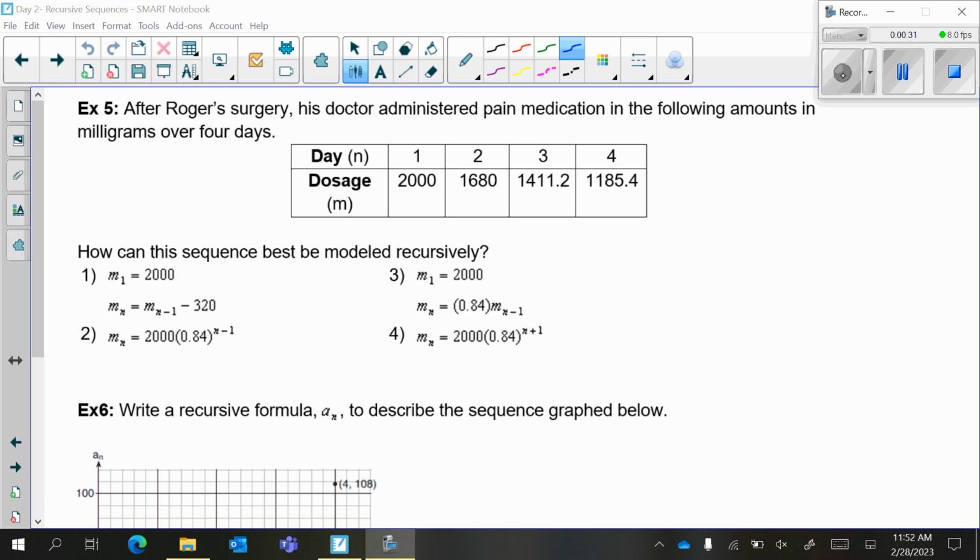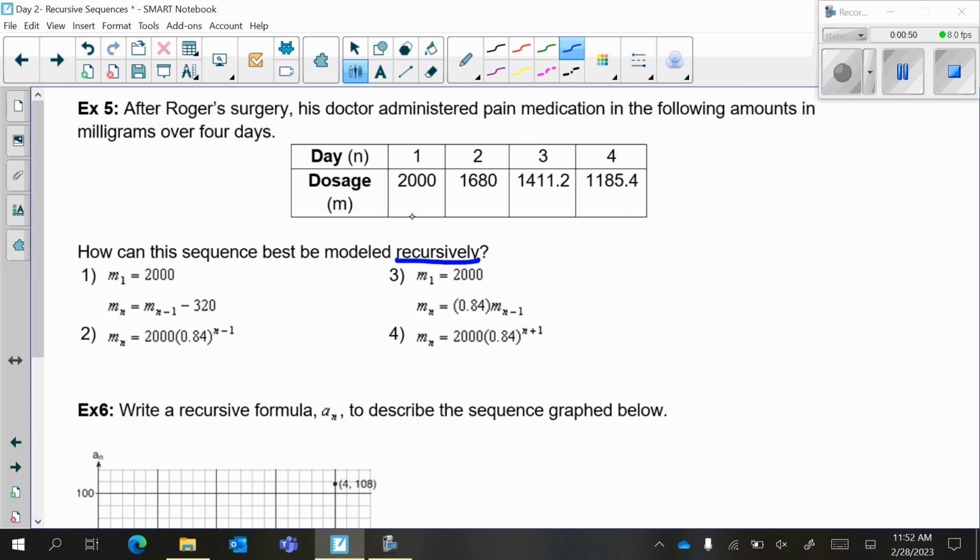But if you didn't finish this yet, we're definitely going to go back to the day 2 worksheet and continue working on it. My classes all left off in a different place. So if your class did example 5, then skip to the video for example 6. But the key phrase in this whole question is that it says recursively.